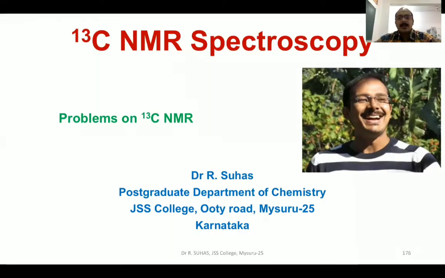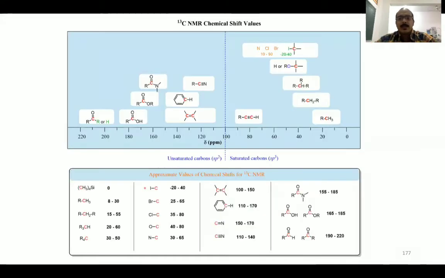Hello everyone. In this module, we are going to solve some of the problems based on C13 NMR spectroscopy. Before we go for the problems, we shall quickly brush up our memory regarding the chemical shift values of the C13 NMR, because these chemical shift values are very important for solving the NMR problems. We know that whatever comes below 100 will be saturated carbons, usually sp3 carbon. Whatever comes beyond 100 chemical shift or delta will be unsaturated carbons, and they are sp2 carbons.